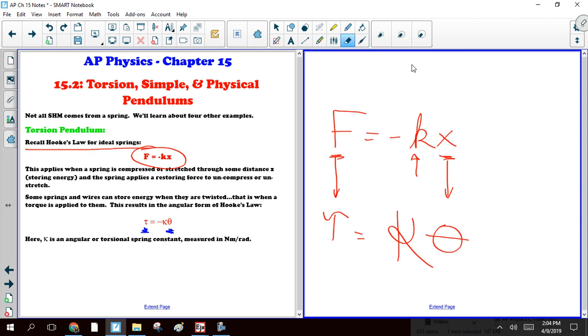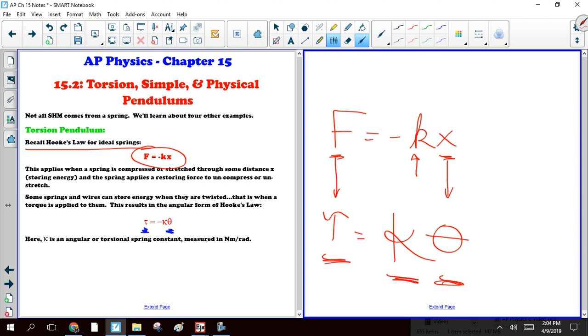I don't like that one. Let me do it one more time here. It's really meant to be more of a K. So now your torque is proportional to your angular displacement, and they're in opposite directions. If you twist the thing to the right, the torque is going to want to pull it back to the left, or clockwise and counterclockwise.